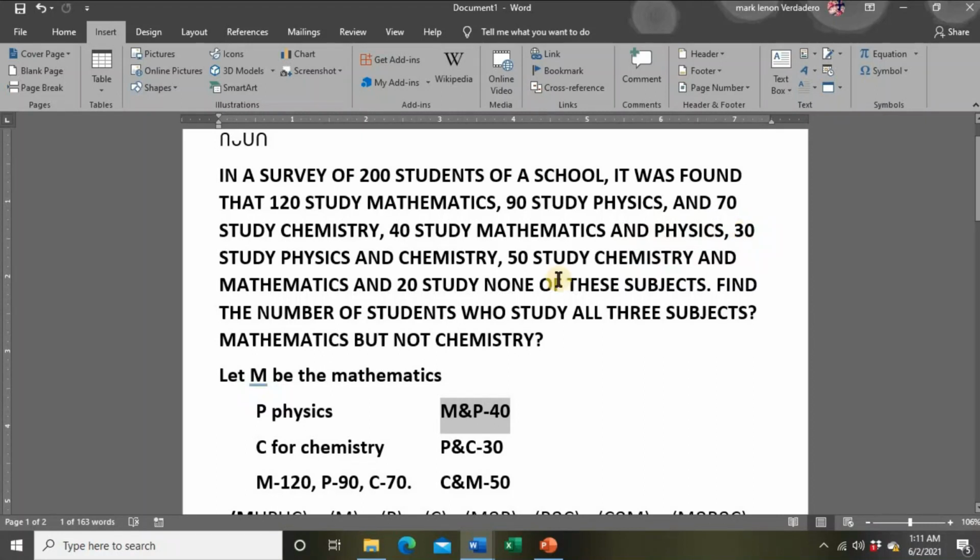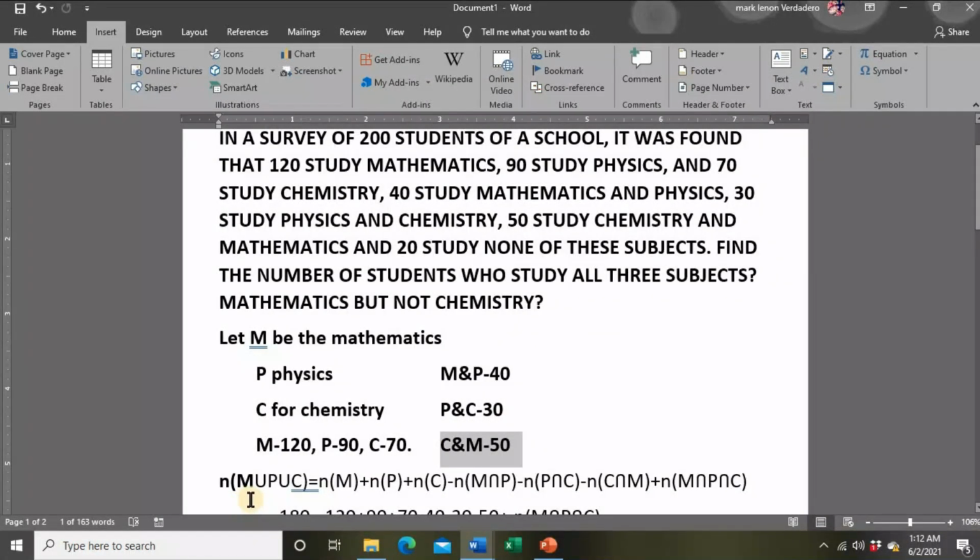Ito siya. Then, 30 study physics and chemistry. Ito siya. Then, 50 study mathematics and chemistry. Then, 20 study none of these subjects. So, sa 200 students, 20 study none of these subjects. So therefore, 180 lang ang ating gagamitin na students. Okay, so we use this formula.